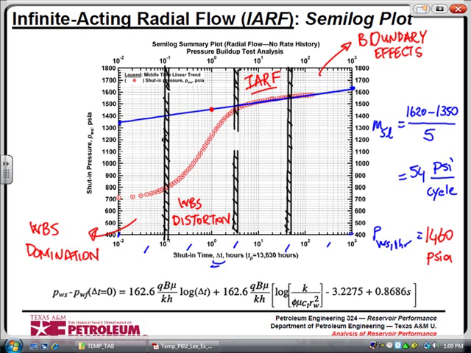Now, the likelihood of seeing this in practice is pretty small, because nobody shuts in wells for 1,000 hours or 144 hours anymore. Unless something happens, like the guy I was talking about earlier this week, he tries to get a little gas out and shuts it in for a week, and gets a little gas out. That could be something like that.